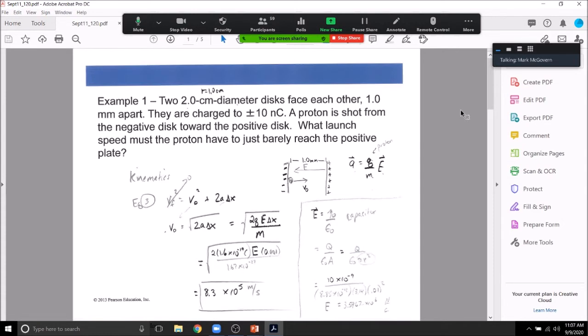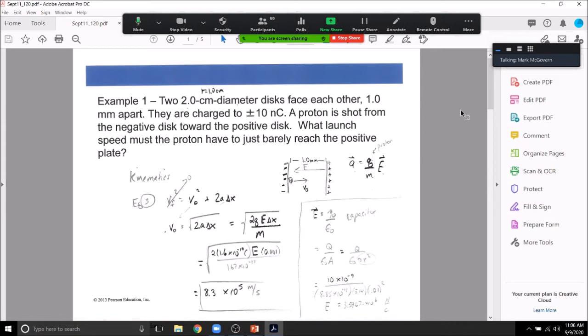we have two 2-centimeter diameter discs that face each other, a millimeter apart. That's that 20-to-1 ratio I was telling you about. So this is establishing a uniform field. They're charged to plus or minus 10 nanocoulombs, so one's got a negative, one's got a positive. Thus, we have a parallel plate capacitor. We want to shoot a proton from the negative disk toward the positive disk. What launch speed must the proton have to just barely touch the positive plate?